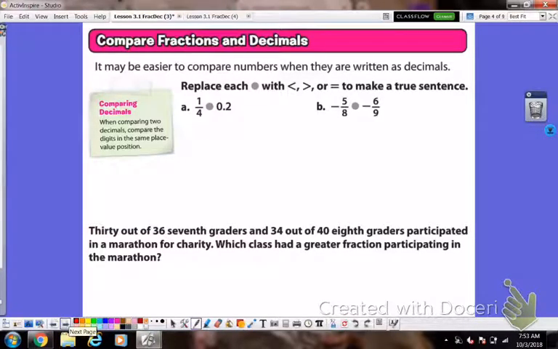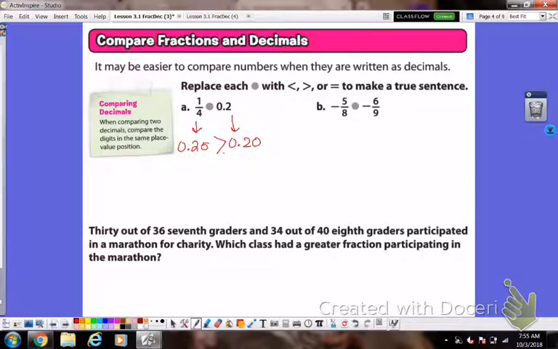All right, now that we know how to replace, okay, so we want to compare. So if we have 1/4 and 0.2, we can't compare these as they are because they are in different forms. Easiest thing to do would be to change our fraction to a decimal. So we have 0.25 compared to 0.20. Now which one is greater? Well, I'd rather have 25 cents than 20 cents. So our inequality is a greater than symbol.